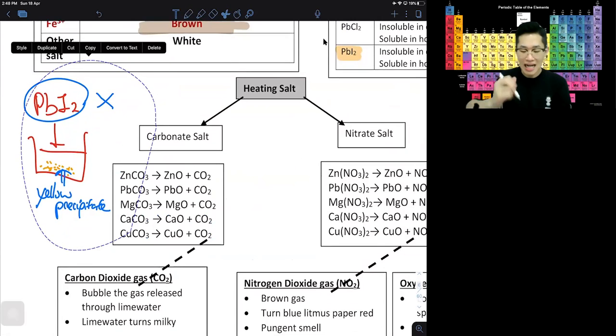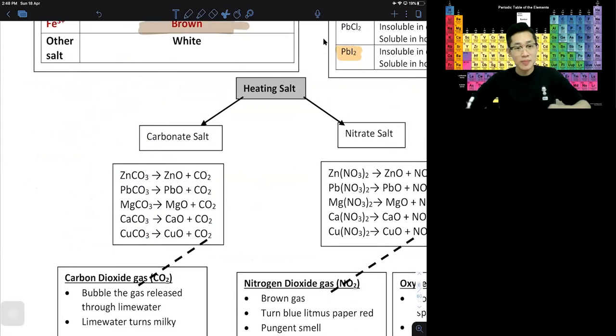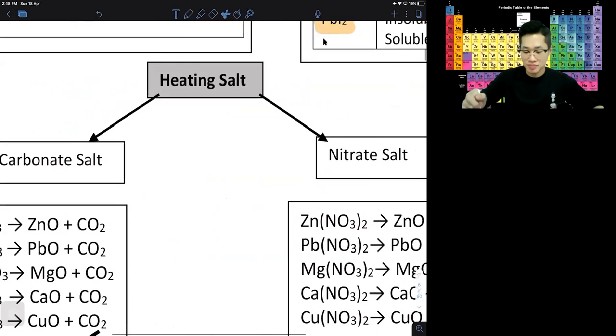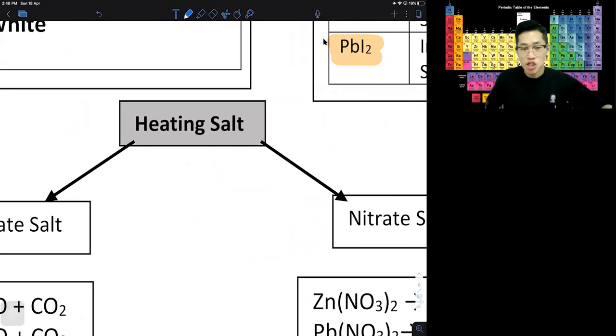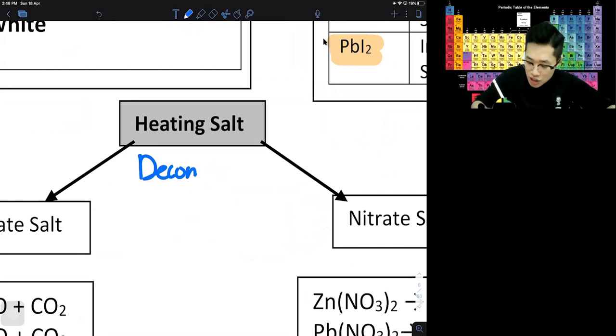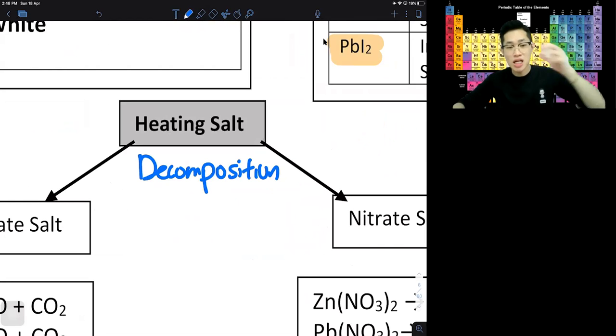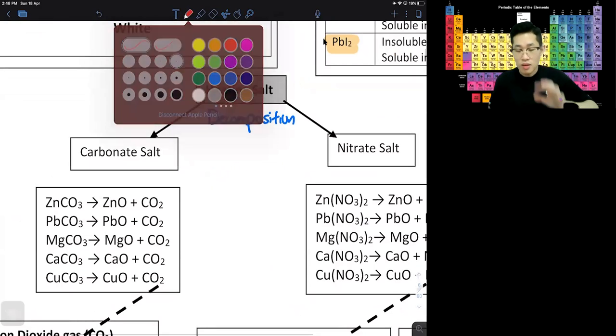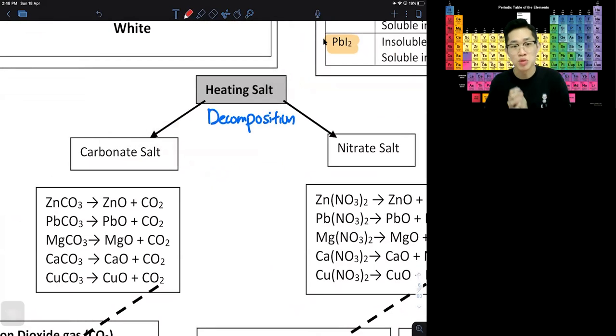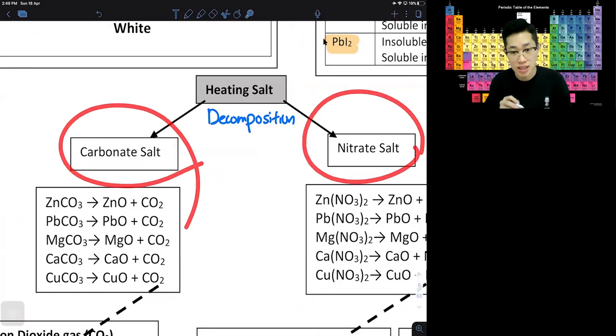One more part, and then we can start doing exercises. This is heating, also known as decomposition reaction. That means when you heat a salt, they decompose, they separate. The two very common types of salt that we heat in exams are carbonate and nitrate.